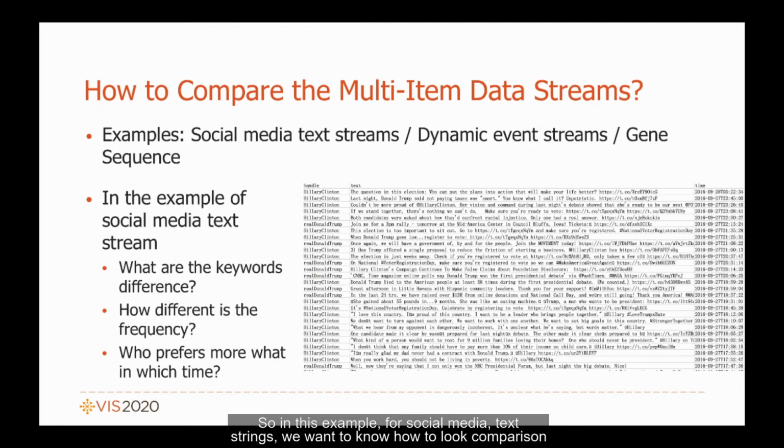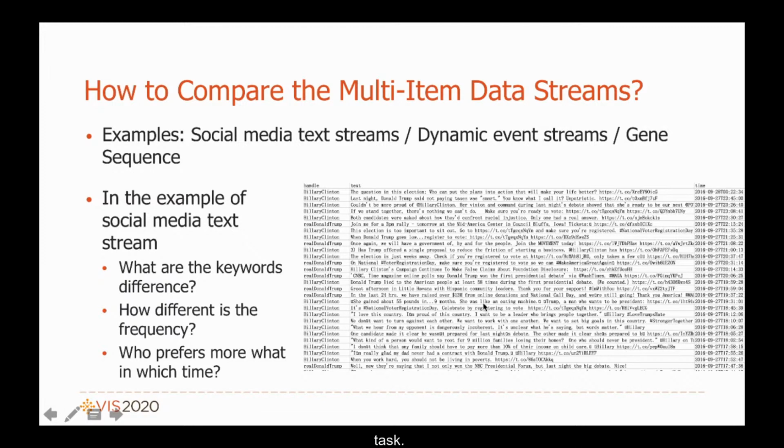In the example of social media text streams, we want to do a comparison to understand Hillary Clinton's and Donald Trump's tweets in the presidential election. We want to know what the keyword differences are between these two people, how different the frequencies are, and who prefers what more at which time. These questions are about the comparison of multiple items, like multiple texts. So directly we cannot get the idea of this task.